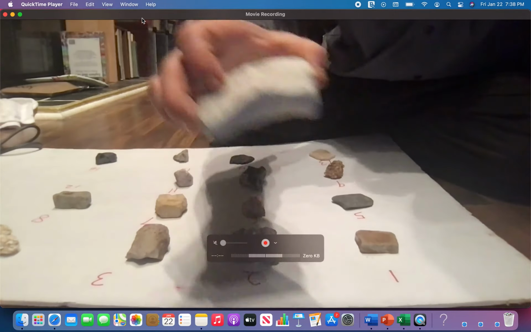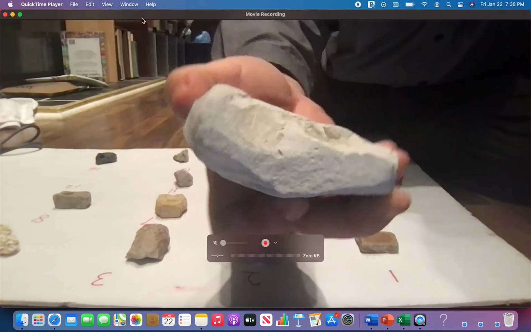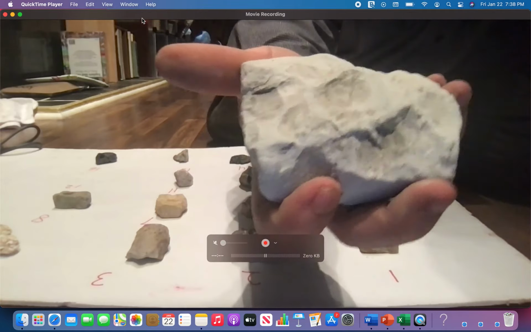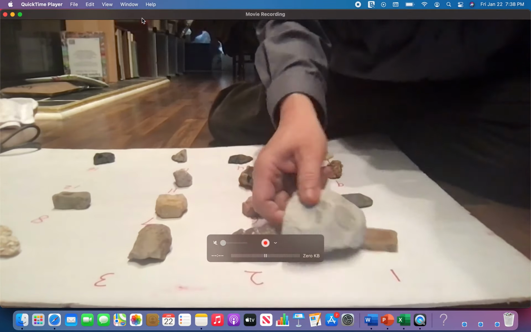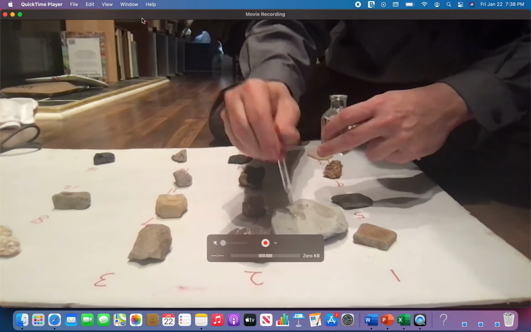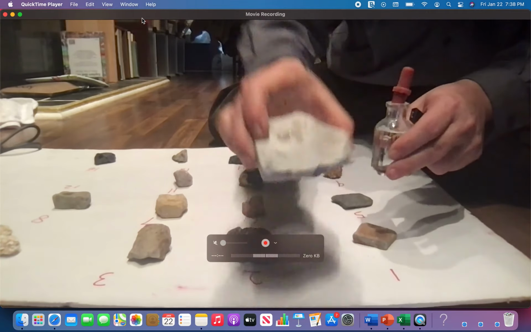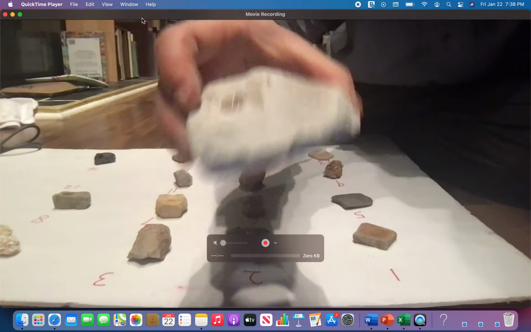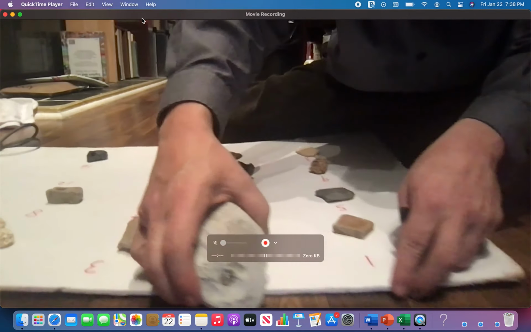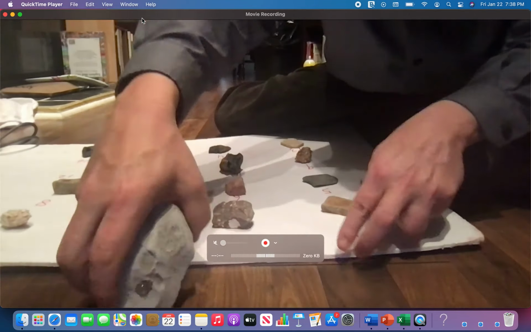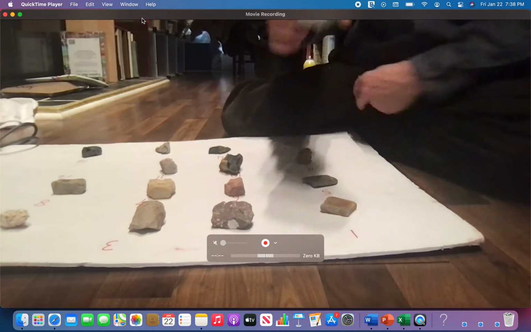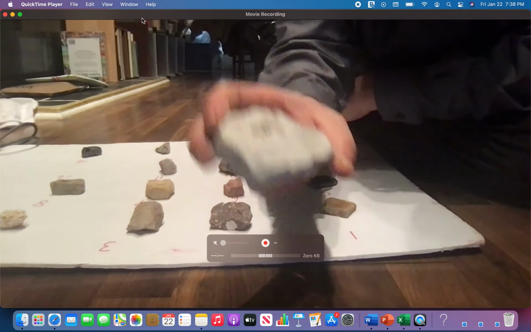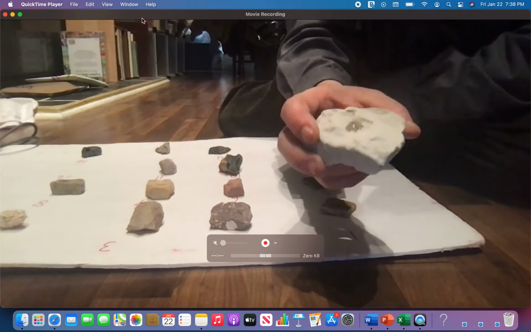Sample number 12. This is sample number 12. When I put acid on sample number 12, it reacts very strongly. Also, look how I can write with this. If I had a blackboard here, I could write with this sample. Sample number 12.